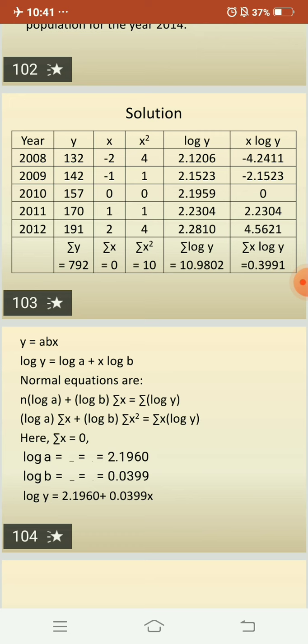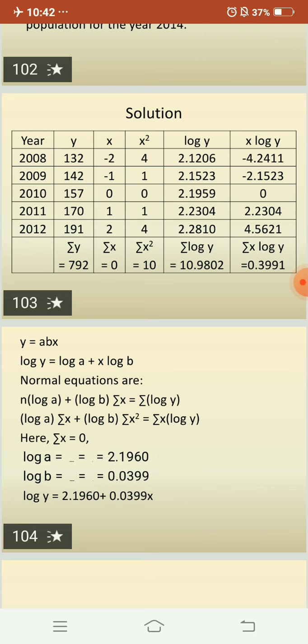After taking the sum of all values, you need to consider the first equation, that is the exponential equation y equals a b raised to x. After considering y equals a b raised to x, you need to apply the log on both sides. Here you get log y equals log a plus x log b. If you apply log to 2 raised to 3, here you get 3 log 2. Here also the same: a b raised to x gives log a plus x log b.